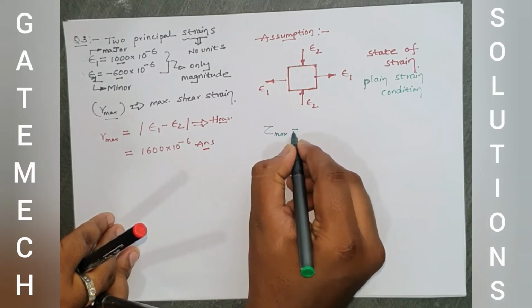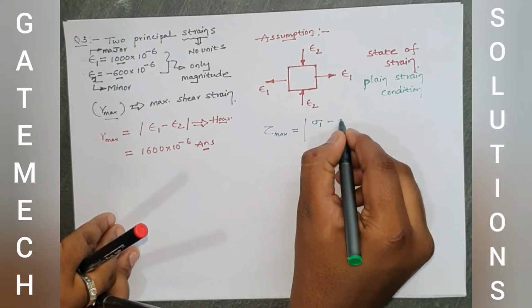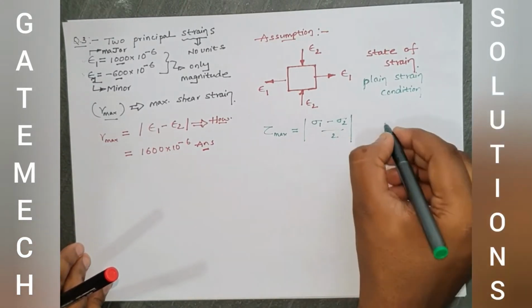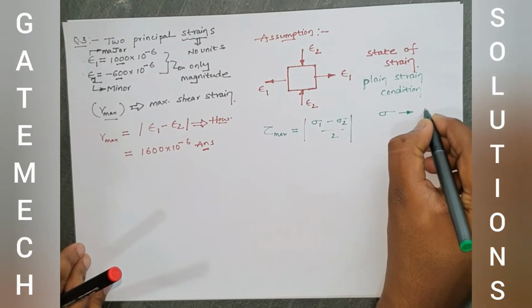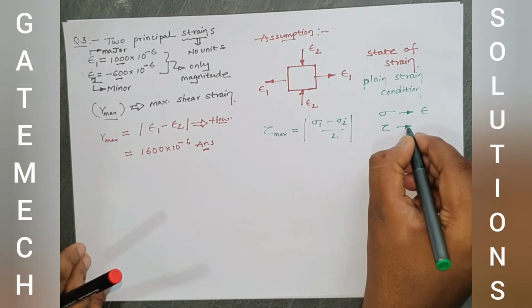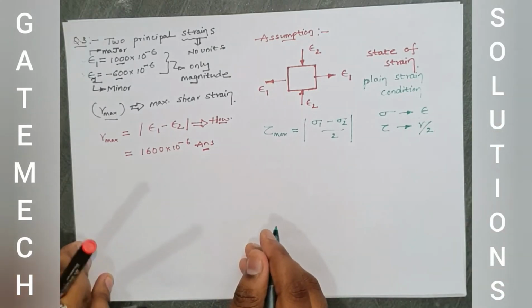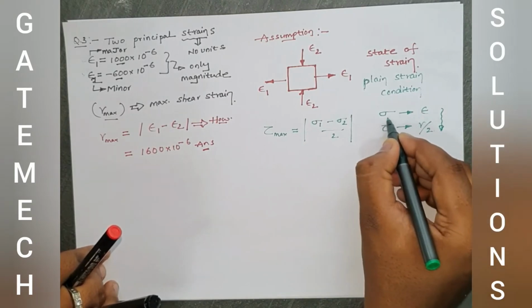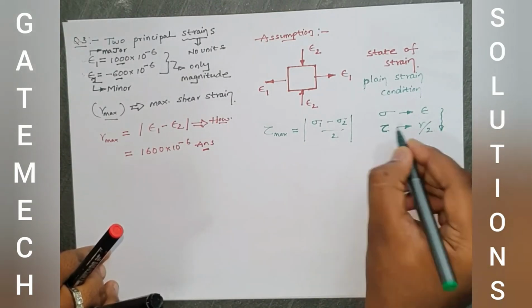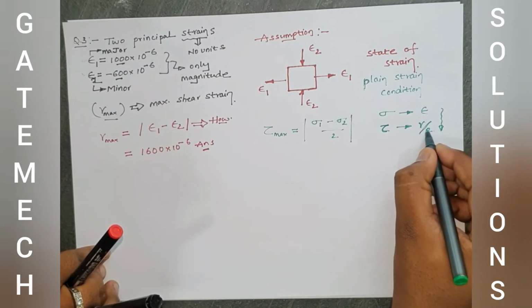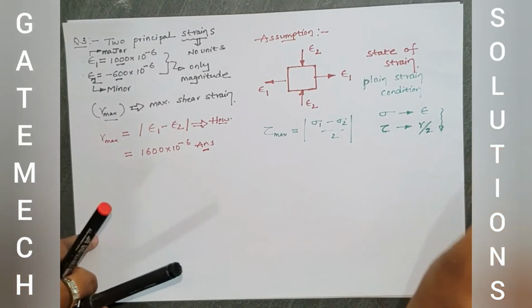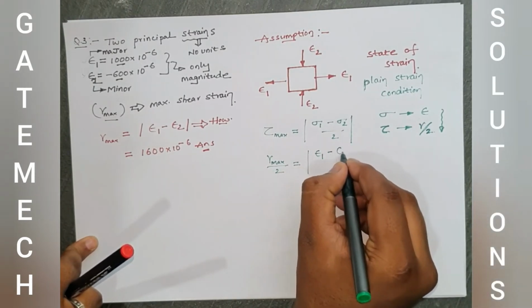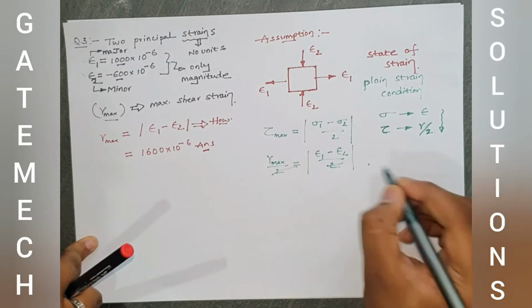If you want to calculate the maximum shear stress, the formula is given as sigma 1 minus sigma 2 by 2. But here, sigma is replaced by epsilon, tau is replaced by gamma by 2. Whatever formula we have seen for stresses, just this simple conversion you need to remember. Wherever sigma is there, replace with epsilon. Wherever shear stress tau is there, replace with half of the shear strain. If you substitute here gamma max divided by 2, that is exactly equal to epsilon 1 minus epsilon 2 by 2. 2 gets cancelled out. Finally we can form this formula.